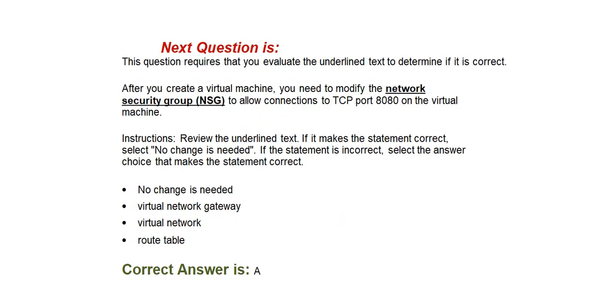Next question is, this question requires that you evaluate the underlying text to determine if it is correct. After you create a virtual machine, you need to modify the Network Security Group NSG to allow connections to TCP port 8080 on the virtual machine. Options are no change is needed. Option B, Virtual Network Gateway. Option C, Virtual Network. Option D, Route Table. Correct answer is option A, no change is needed.